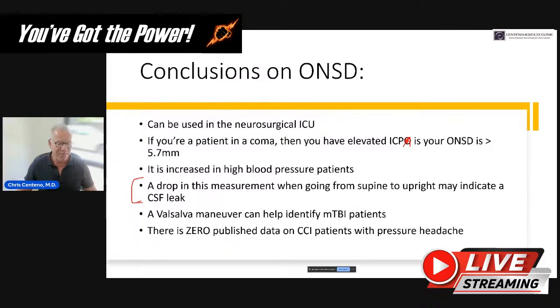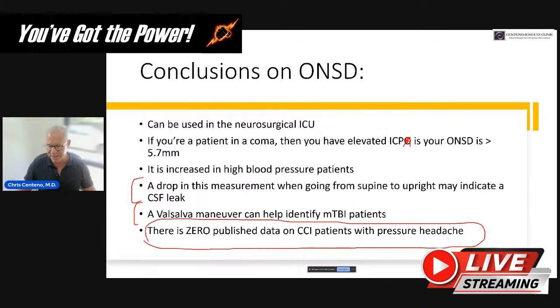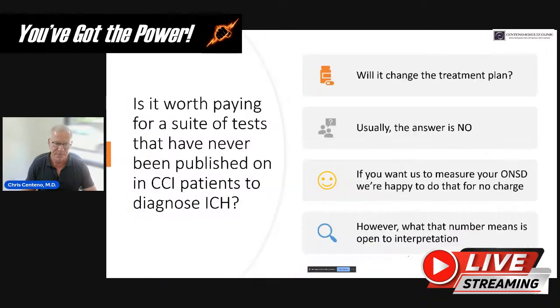We know that a Valsalva maneuver may be able to identify MTBI patients, but the problem is there's zero published data on CCI patients with pressure headache. So that's the concern, right? Is that we have clinics that are using this as some sort of proof that someone in this category, meaning a CCI patient, has intracranial hypertension, but we don't really have the data to support that conclusion. So you have to ask yourself, is it worth paying for a suite of tests that have never been published on CCI patients to diagnose intracranial hypertension?